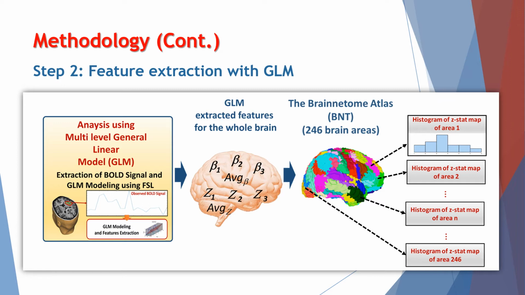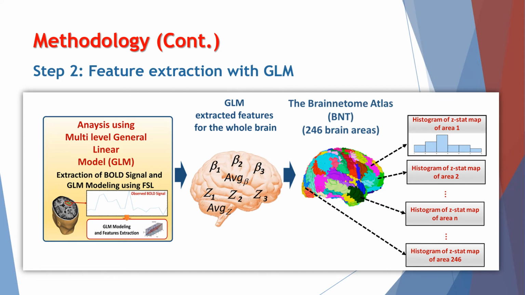So the first value is the percentage of voxels in that area that have z-value between 0 and 1, 1 and 2, 2 and 3, 3 and 4, 4 and 5, and more than 5. So now we have 246 brain areas, each having 6 values, which represents our feature vector.